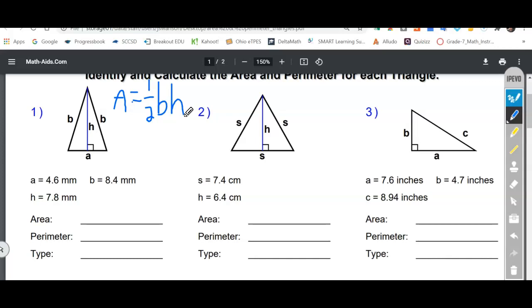Now, everybody, this is the most important thing I will say today. So, pay attention now. Your base and your height are not always going to be B and H on the picture. Okay? Your base and your height will always be the perpendicular measurements. Okay? The perpendicular measurements. So what does perpendicular mean?